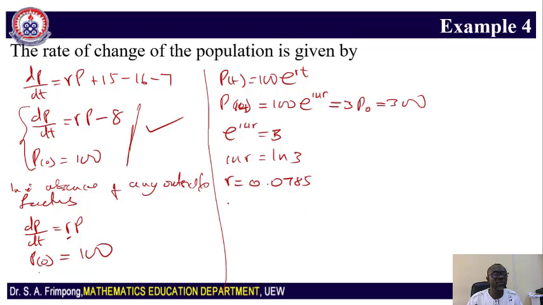And the model we are supposed to solve, the IVP, becomes P prime, which is dP/dt, equal to 0.0785 P minus 8, with P of 0 being equal to 100. So that is what we are going to solve right now.